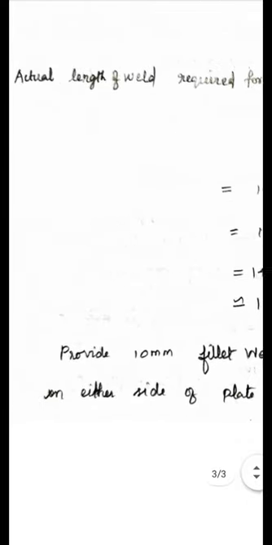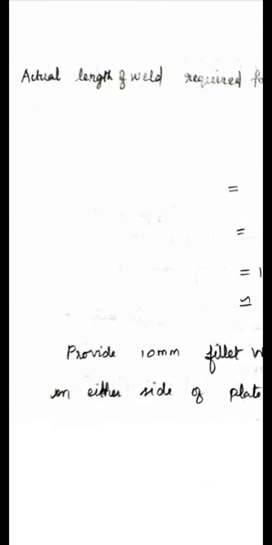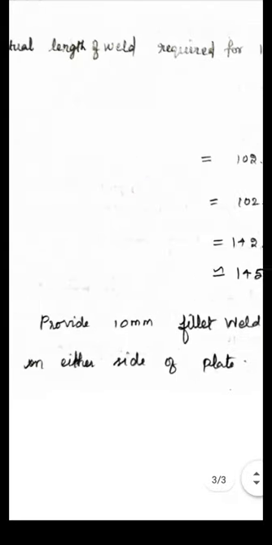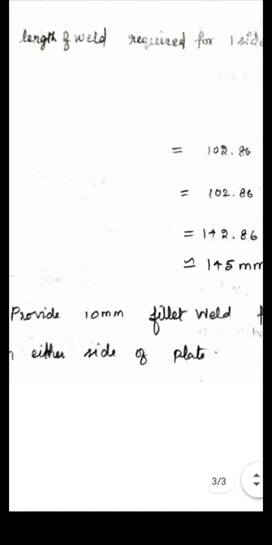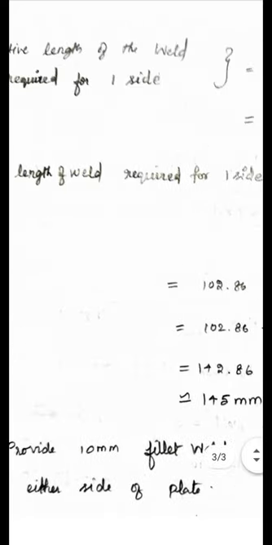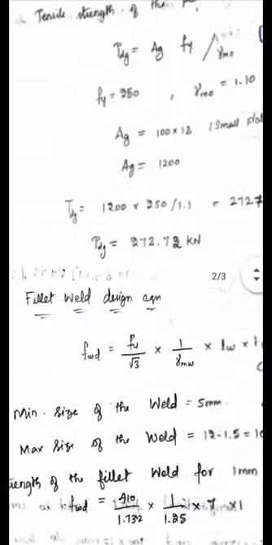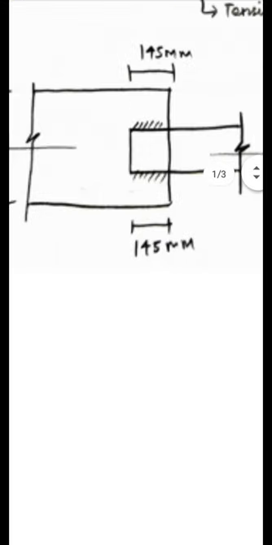So, we are providing a 10 mm fillet weld for a length of 145 mm on either side of the plate. After working out this value, we can complete this diagram, where the overlap length is 145 mm. I have provided the weld on one side as 145 mm, and the other side also 145 mm.